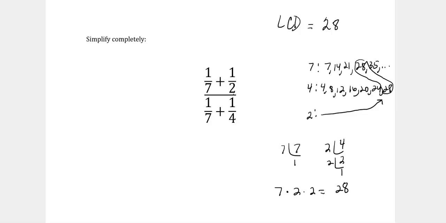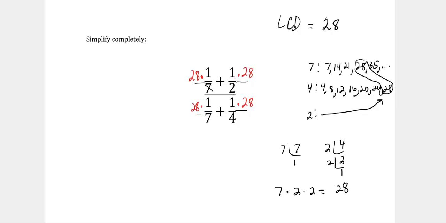We're going to use the 28 to clear the denominators in both the numerator and the denominator, which means we take 28 and multiply it times the 1 over 7, 28 times 1 over 2, 28 times 1 over 7, and 28 times 1 over 4. What this will allow us to do is see how the denominators of each of these fractions in the top and the bottom cancel out into that LCD.